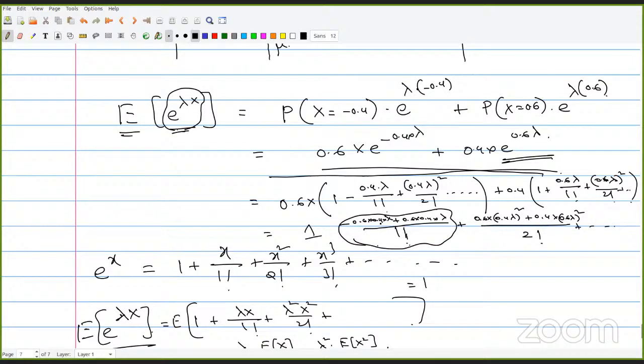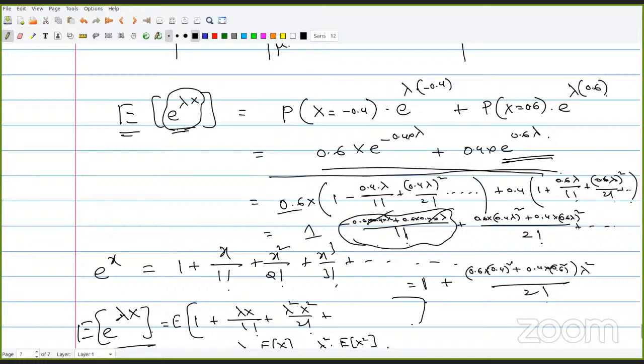Do you understand this? 0.6 times 0.4 lambda by 1 factorial, this is minus 0.4 times 0.6 times lambda by 1 factorial, and this is plus 0.4 times 0.6 times lambda by 1 factorial. This and this will get cancelled. And we will have 1 plus 0.6 into 0.4 whole square plus 0.4 into 0.6 whole square times lambda square divided by 2 factorial. So from here itself, we are not having the lambda term.